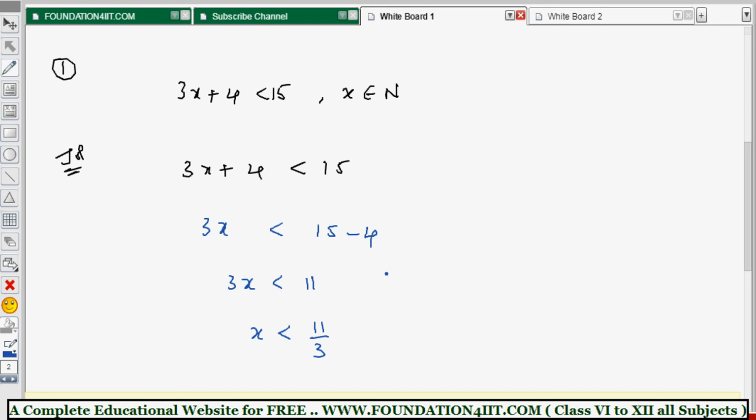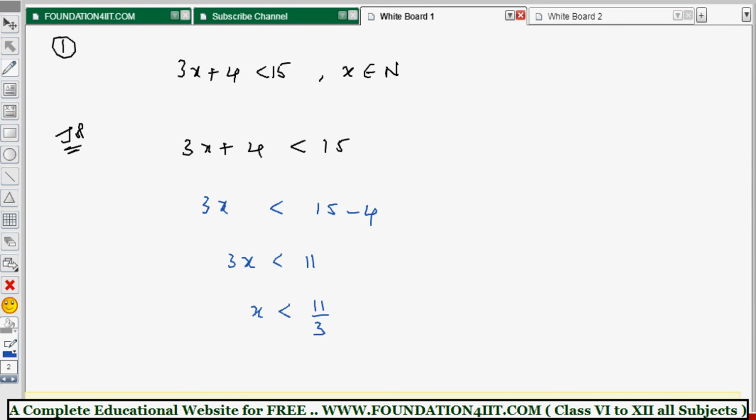From 11 by 3, we can write it as a mixed fraction. X is less than, in mixed fraction, 3 2 by 3. 3 3s are 9, 9 plus 2, so 3 2 by 3. X is less than 3 2 by 3. That means x is less than 3 and a bit more, so from this we can write the solution set.